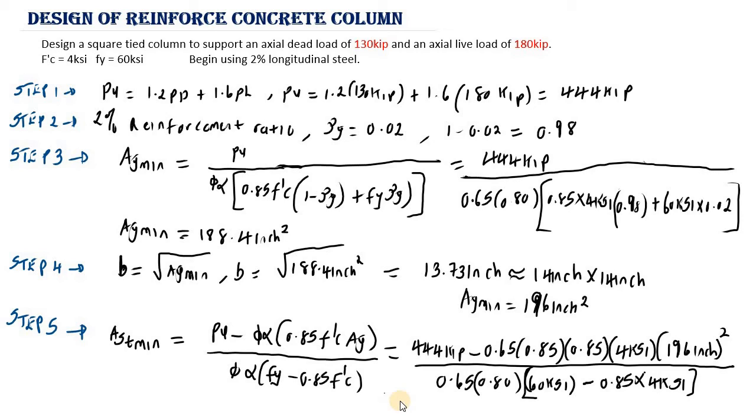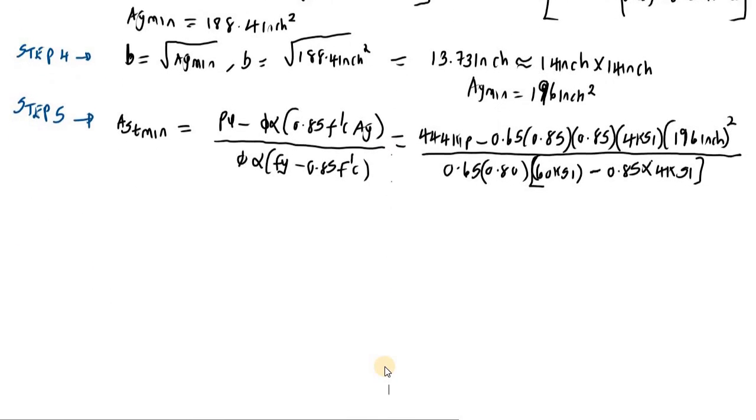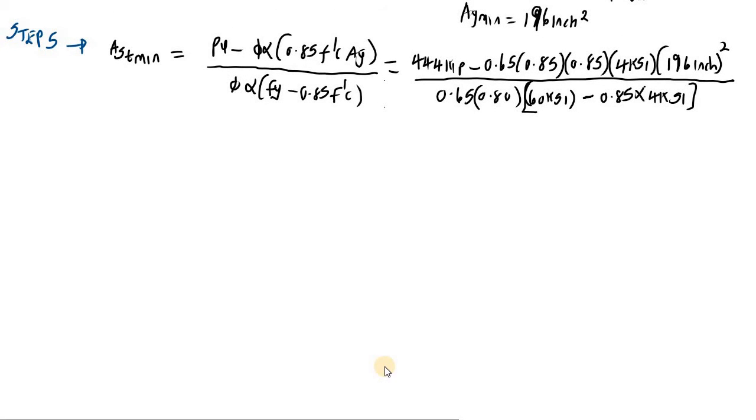All you need to do is use your calculator to calculate this value. If you use your calculator, you are going to get AST minimum, which is the minimum steel area, equal to 3.312 inch square. So this is the minimum steel area. It is 3.312 inch square. So now we know the minimum steel area.